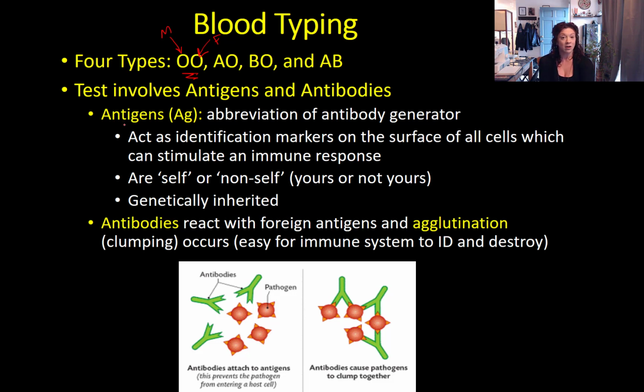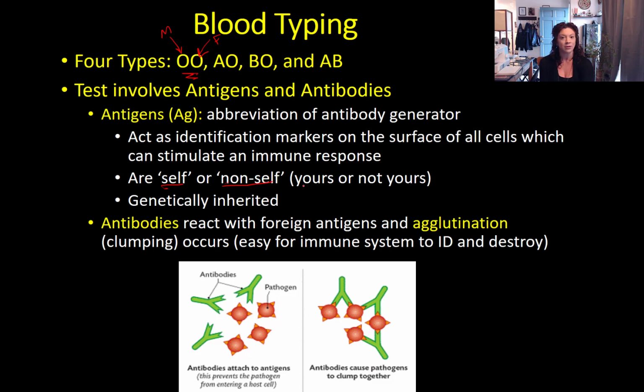The word antigen itself is actually an abbreviation. The anti comes from the word antibody. The gen comes from the word generator. Antigens are antibody generators. They're molecules that act as identification markers on the surfaces of all cells. But the trick is, since they're an identification marker, they can flag a cell as being foreign to your body. And thus, these antigens can stimulate an immune response if that cell is in a place it's not supposed to be. Okay? We say that antigens are either self or non-self.